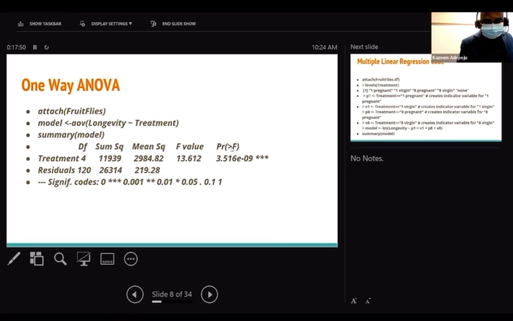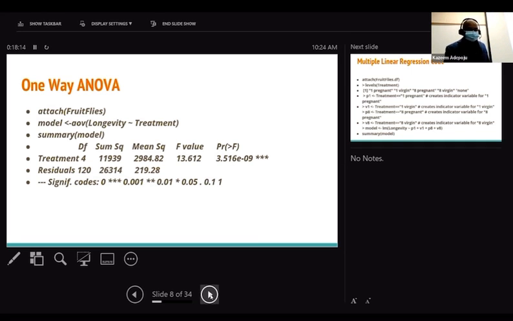What is the p-value telling us? The p-value is less than the 0.05 level of significance. What are we trying to say? The null hypothesis is rejected. It means the longevity of the 5 treatments is not the same, and that is why you read the p-value that way.